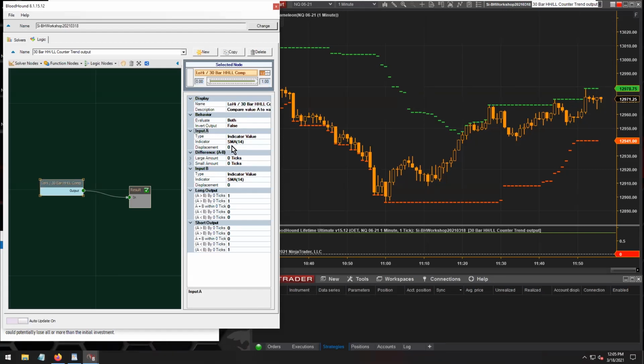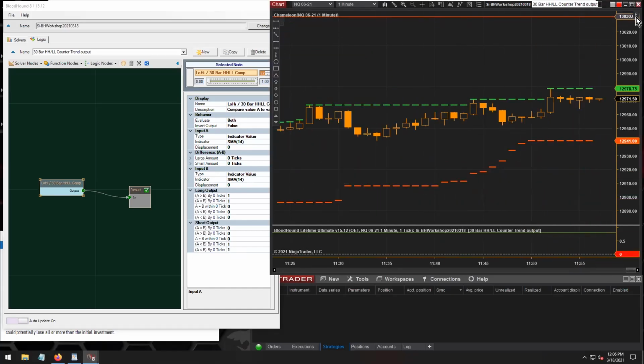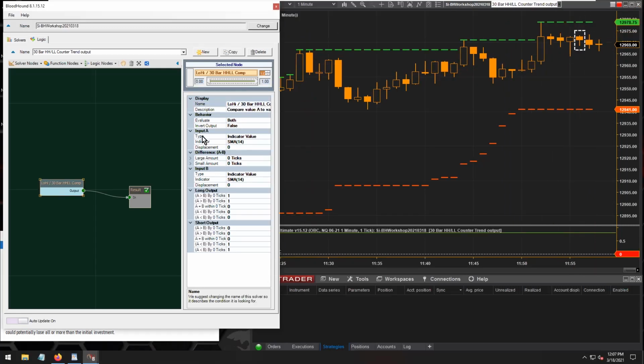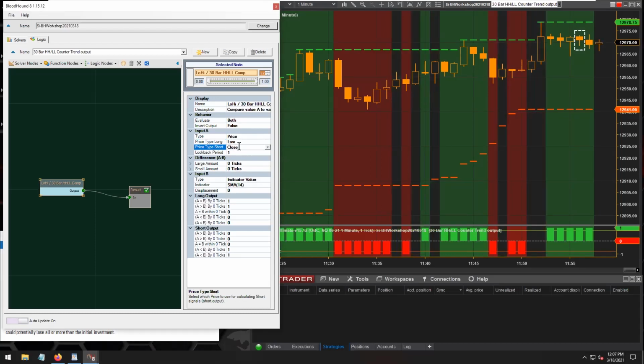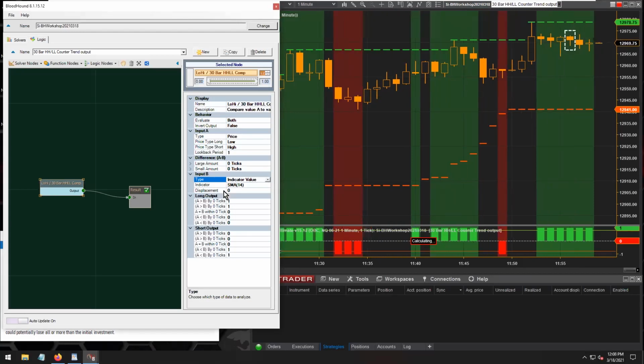All right, so input A, that's going to be the current bar. Let's stretch this out. So input A is just going to be looking at the current bar. All right, so input A is going to be price. And for a long, since this is counter trend, we're going to look at the low of the bar. And for a short, we're going to be using the high of the bar. And then input B, that will also be price.